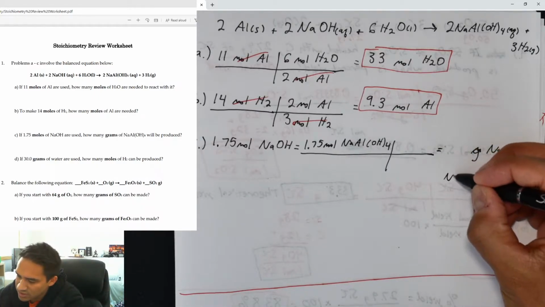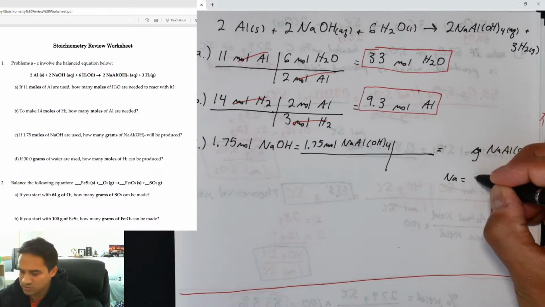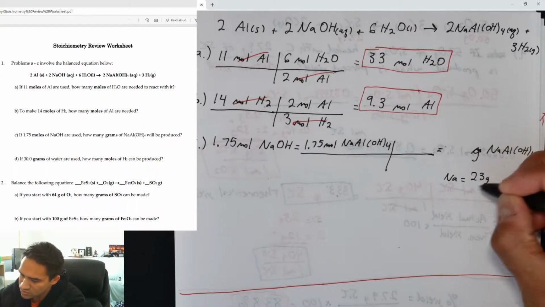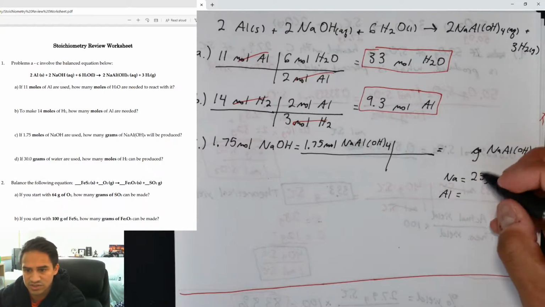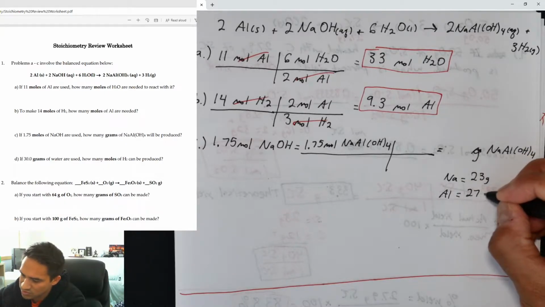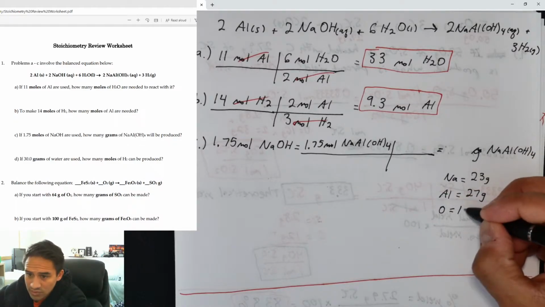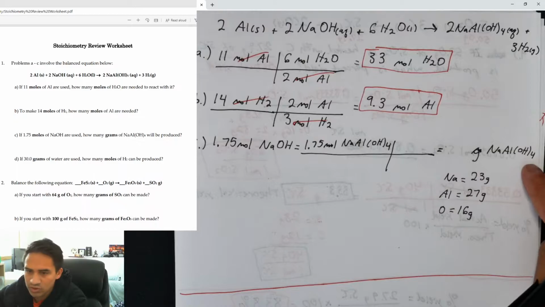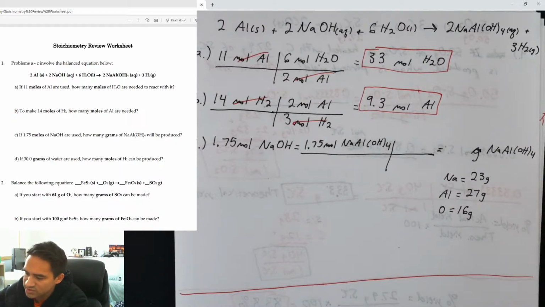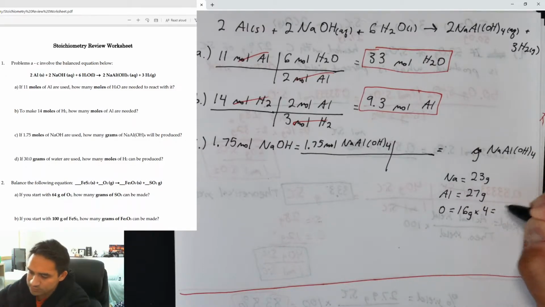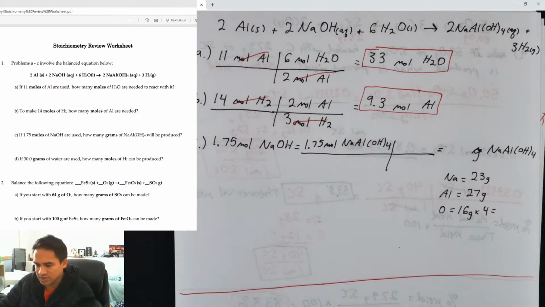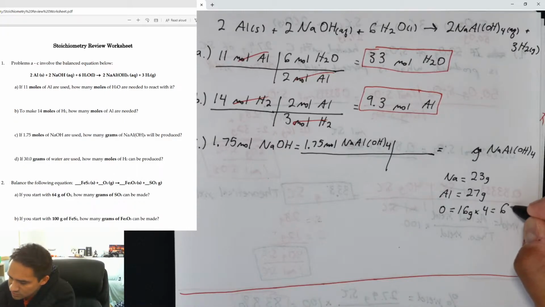So we have Na, which is 23 grams. We have aluminum, which is 27 grams. I'm going to round to whole numbers here just to make it a little bit easier. Oxygen is 16 grams, but this 4 in parentheses is going to multiply that. So it's 4 OH, or 4 O's, so 1 O here times 4. We're going to multiply that by 4. So 16 times 4, we get 64 grams.